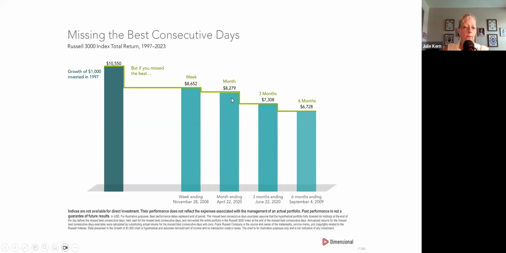If you missed a whole month of the best days, you would be reduced to 8,279. If you missed 3 months, your profit would be reduced to 7,308. And if you miss 6 months, it goes down to 6728. So there's a real cost associated with being out of the market on those up days, but that's the natural consequence of being out of the market on any days that you think might be down days.